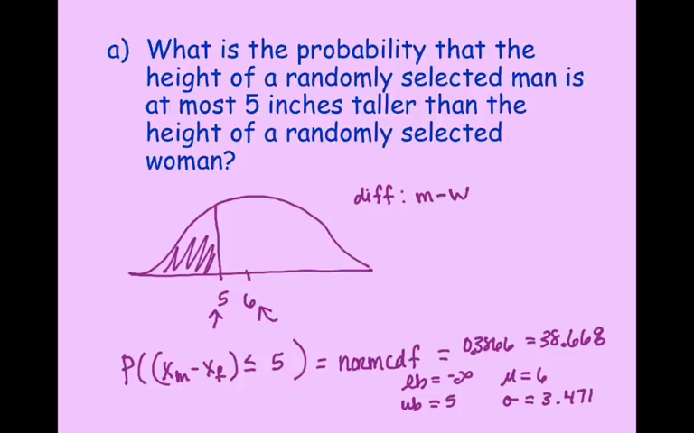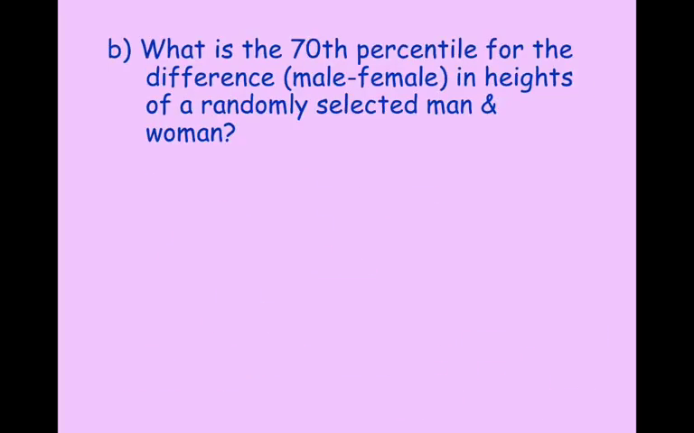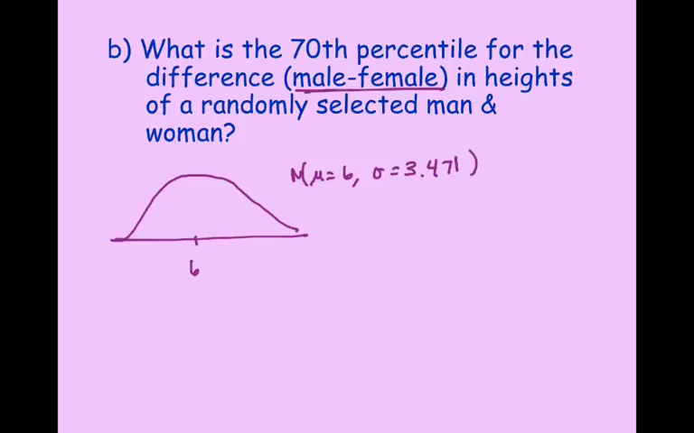Let's take a look now at a percentile calculation for the same distribution. What is the 70th percentile for the difference male minus female in heights of a randomly selected man and woman? Remember, we're still dealing with the same normal curve here. This is a normal curve with a mean of 6 and a standard deviation of 3.471. Because I'm asking about male minus female differences, that's the normal curve that I'm going to use. If we're calculating a 70th percentile, that is asking what value 70% of all of my values are at or below. So the area below this point is going to be 70%.